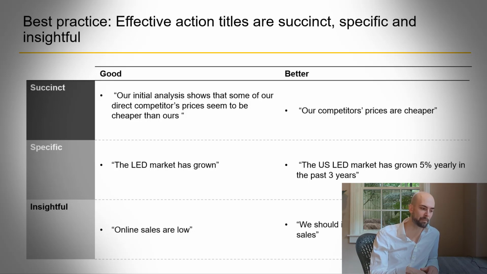An okay example is the LED market has grown, but a better one would be to say by how much, in what time period. Is it more than others? For instance, the US LED market has grown 5% yearly in the past 3 years. Same with the first row example, our competitors' prices are cheaper. Even better would be to say by how much. Is it a lot? Has it changed recently? So being even more specific and using numbers in this example.